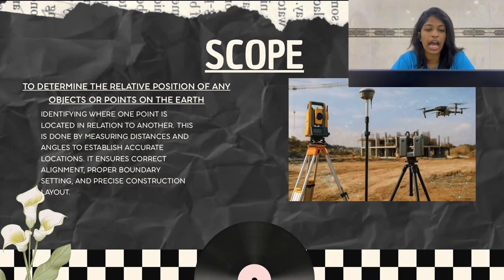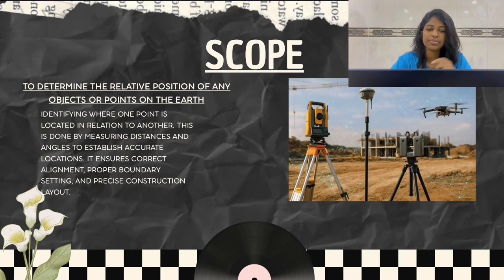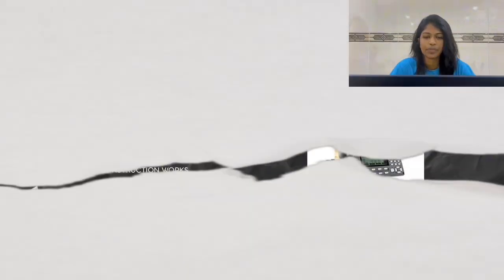And the first scope that I'll be talking about is to determine the relative position of any object or points on the earth. It's going to identify where point 1 is located in relation to another. This is done by measuring distance and also angles to establish current location. It ensures correct alignment, proper boundary setting and precise construction layout.